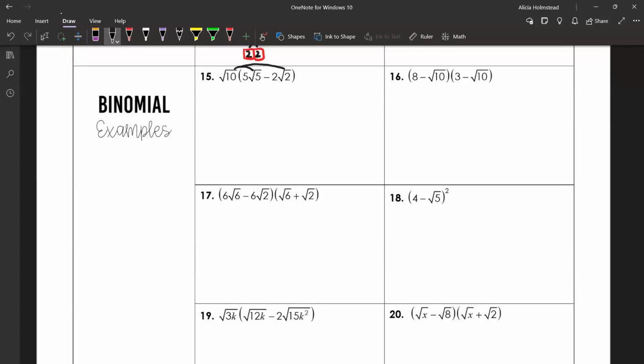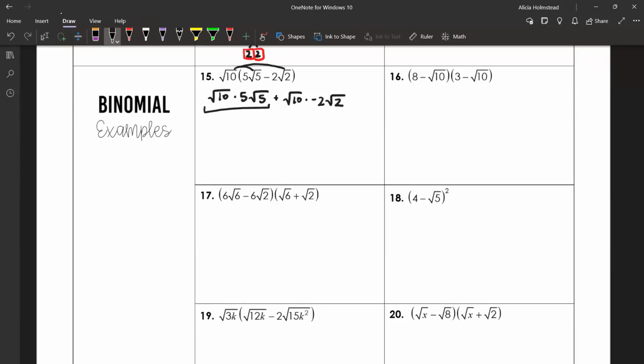So if I were to write this out, it's going to be the square root of 10 times 5 square root of 5, and then plus the square root of 10 times negative 2 square root of 2. You don't have to write it out, but that's just maybe to help you see what's going on. So let's go ahead and do this. And as always, it's insides with insides and outsides with outsides. So let's do this multiplication first.